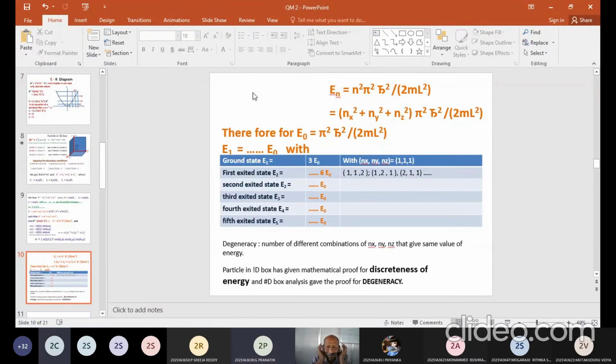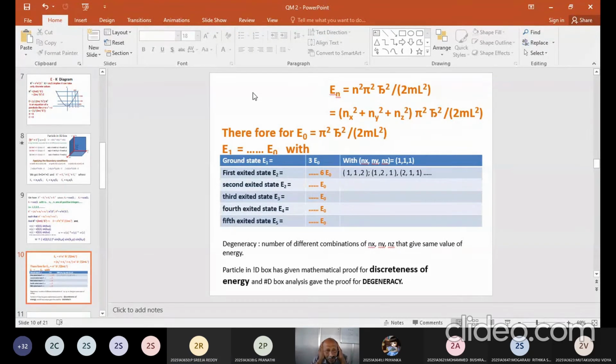I did not ask how many ground energy states are there at 7 E naught and 13 E naught. I am asking how many energy states are available between 7 E naught and 13 E naught, that is, how many energy states are allowed? One is 9 E naught allowed, and another is 12 E naught allowed.